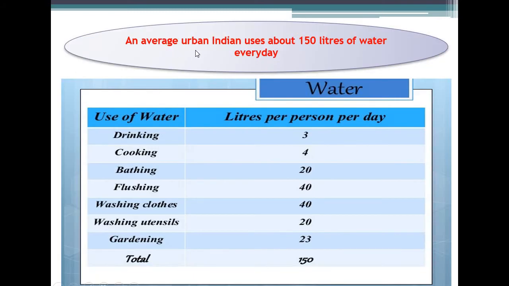An average urban Indian uses about 150 liters of water every day. And here it is very clear with the help of the table. You can see the use of water in liters per person per day. Drinking, 3 liters. Cooking, 4 liters. For bath, it is 20 liters. Flushing, 40 liters. Washing clothes, 40 liters. Washing utensils, 20 liters, and gardening, 23 liters. So in total it is 150 liters of water which is used by a person in a day in India.